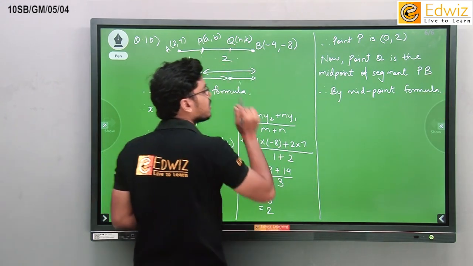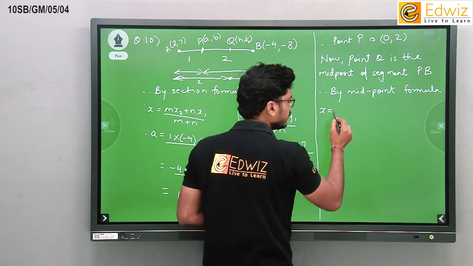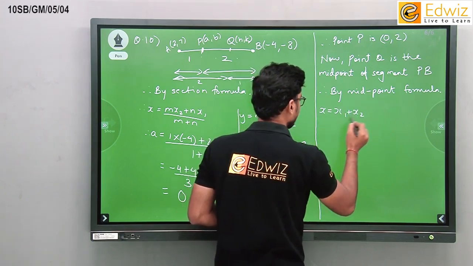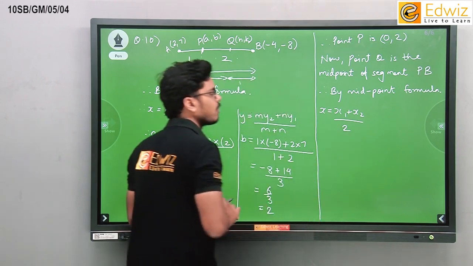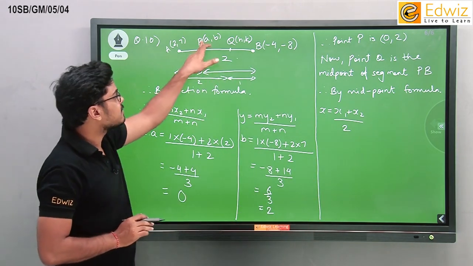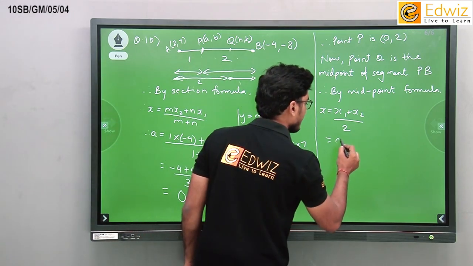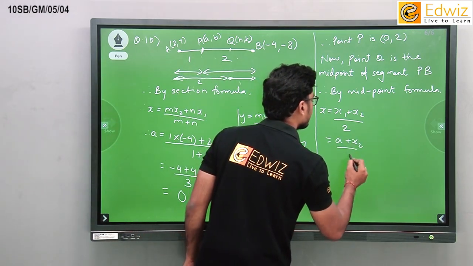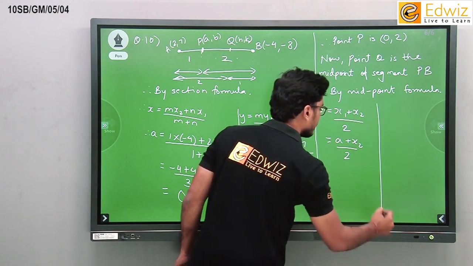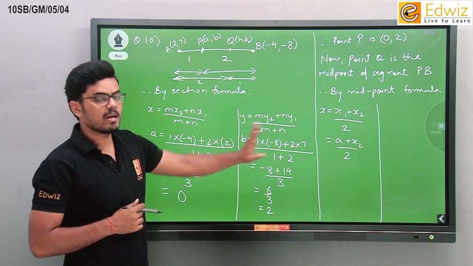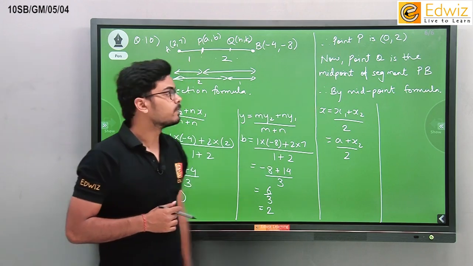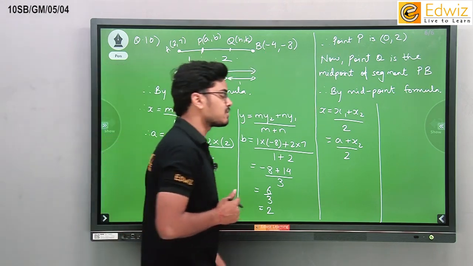Point Q's x coordinate will be equal to x1 plus x2 upon 2, correct? But here, what will x1 be? Point P's x coordinate. So a plus x2 divided by 2. Okay. Now we know the value of a already. A is 2 and x2 is -4.